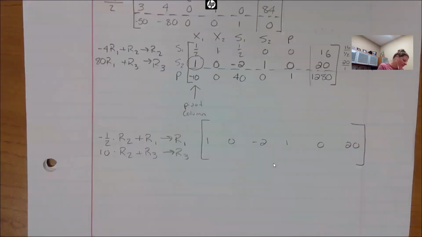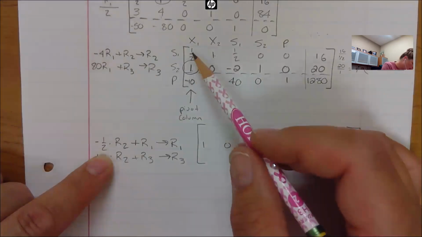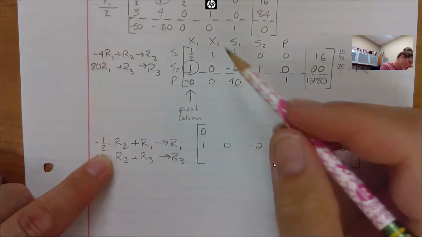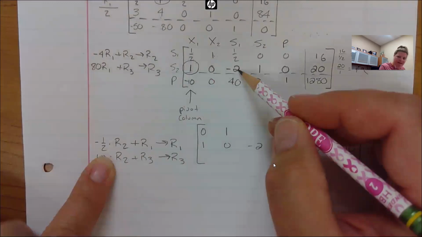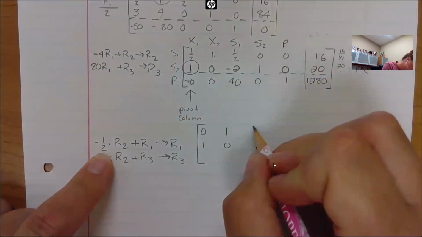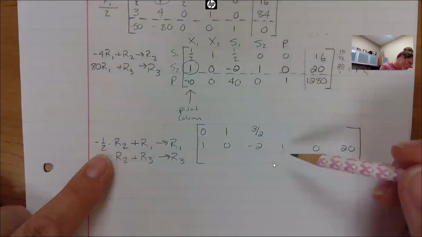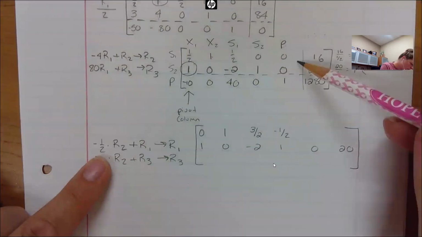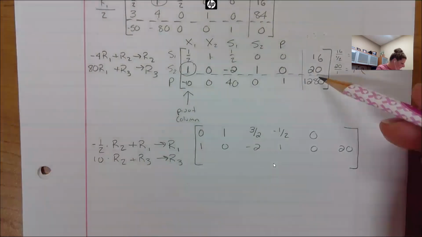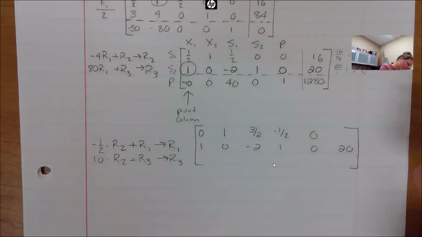So then look, negative 1/2 times row 2 is, negative 1/2 times 1 is negative 1/2, plus the 1/2 is going to give me 0. Negative 1/2 times 0 is 0, plus 1 is 1. Negative 1/2 times negative 2 is a positive 1. 1 plus 1/2 is 1.5 or 3/2. You could write it as a decimal, it doesn't matter. Then negative 1/2 times 1 is negative 1/2, plus 0 is negative 1/2. Negative 1/2 times 0 plus 0 is 0. Negative 1/2 times 20 is negative 10. Negative 10 plus 16 is 6.